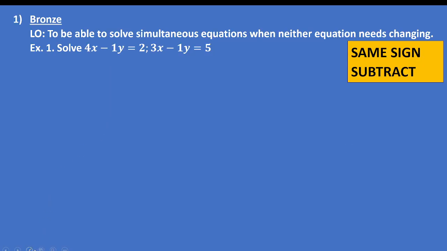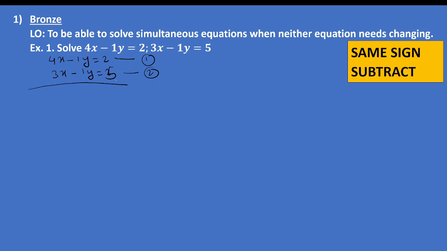So here I started with the bronze category. In the bronze category I took an example of same-sign questions. So what we are going to do, first we are going to write the given equations as they are with some labeling. This is my first equation, I am labeling it 1, and this is my second equation which I am going to label as equation number 2. Now clearly we can observe that both my y terms are the same in coefficient, and so we are going to just eliminate this.